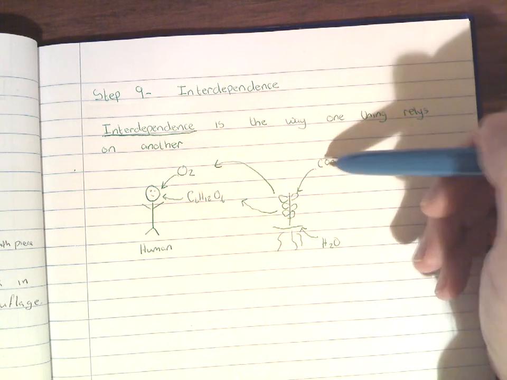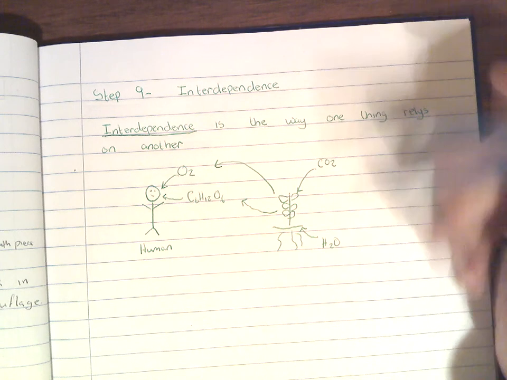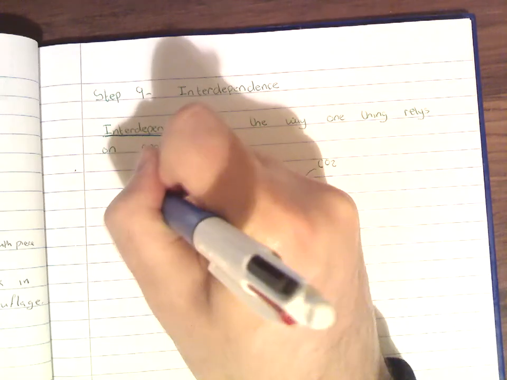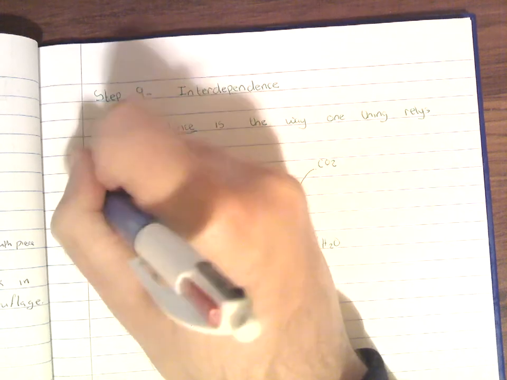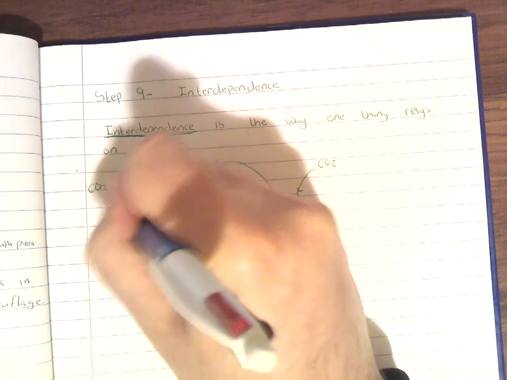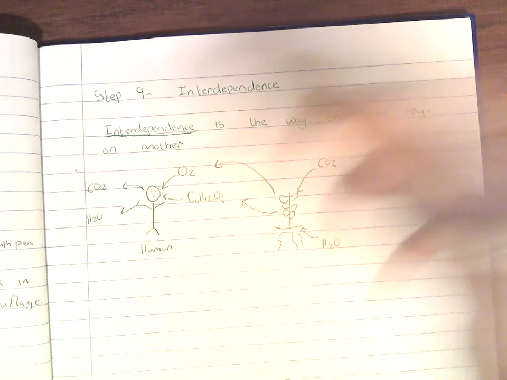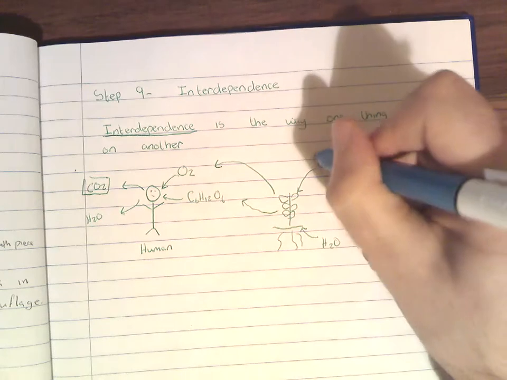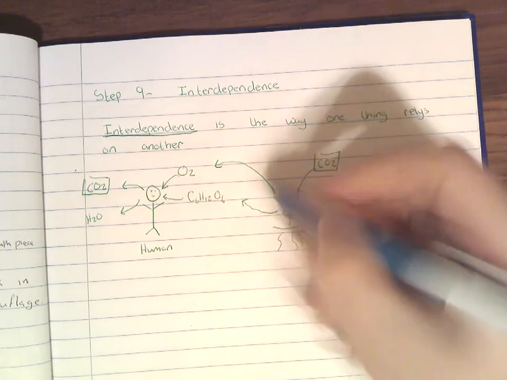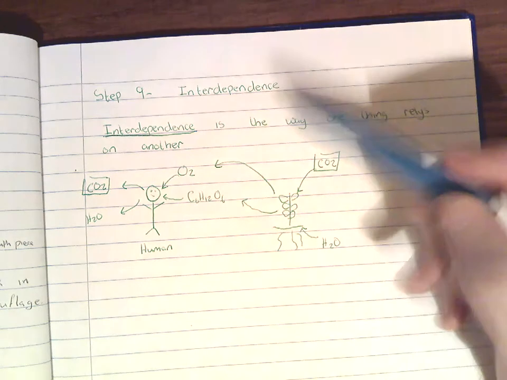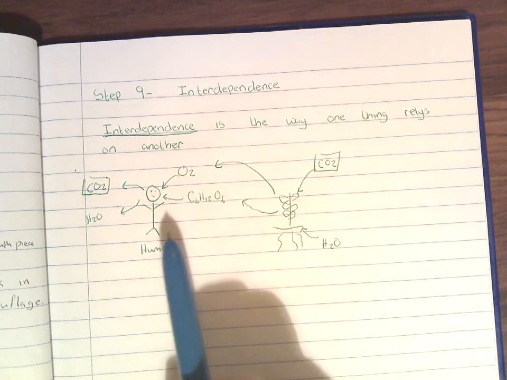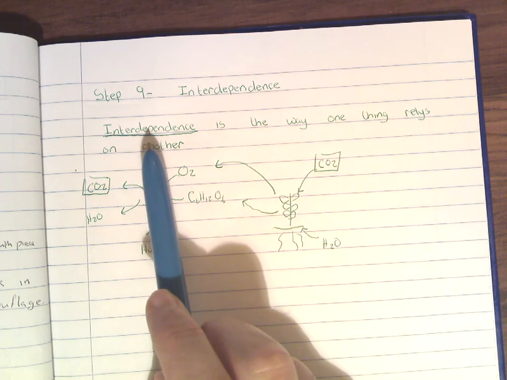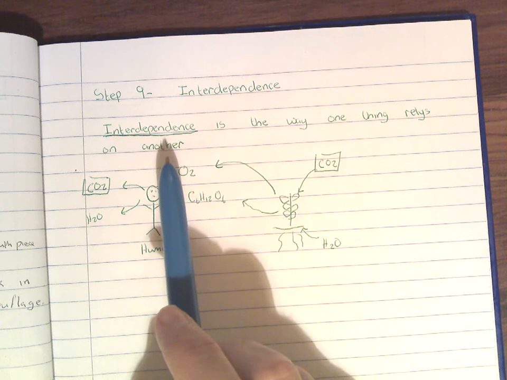So where does it get its CO2 and water from? Well, what happens is we take in these, but we then give out CO2. And we also produce water vapor as well. So this CO2 that we produce can be consumed by the plant, and the oxygen then that it produces, we can consume it. So what happens is we rely on plants and plants rely on us. So this is this idea of interdependence. So it's the way that one thing relies on another.